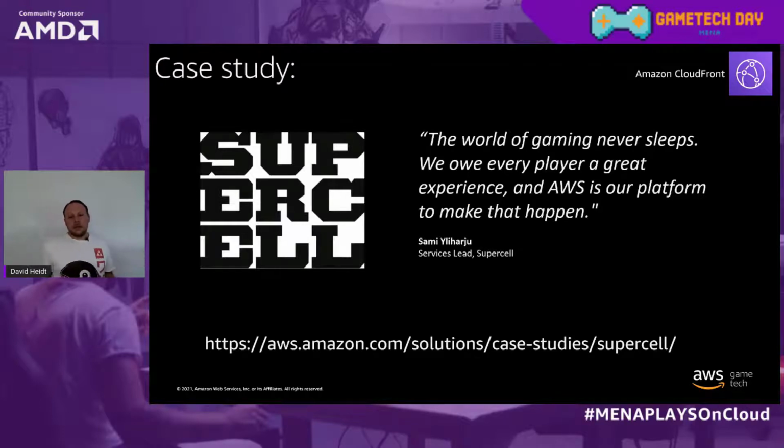Supercell is another customer of AWS that uses Amazon CloudFront. But in fact, not only Amazon CloudFront, Supercell uses Elastic Compute Cloud and Amazon S3, and they do incredibly meaningful things with AWS. For instance, they store 10 terabytes of game event data each day and process and transfer that with Amazon Kinesis.